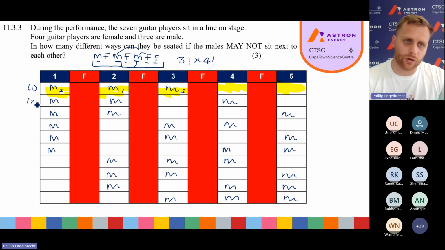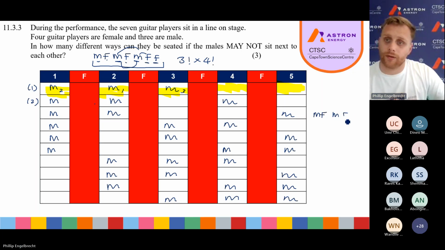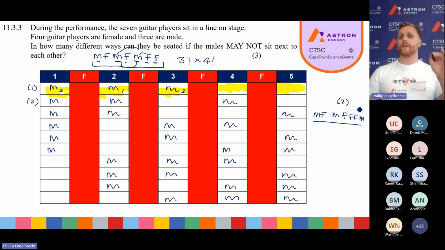Okay, let's look at column 2. Column 2 is male, female, male, female, female, female, and finally male. Okay, so that's how they can stand on stage.